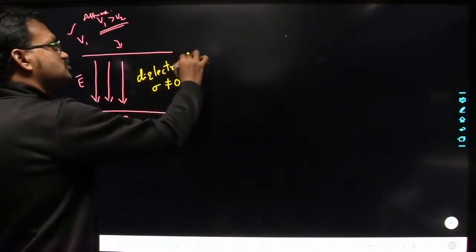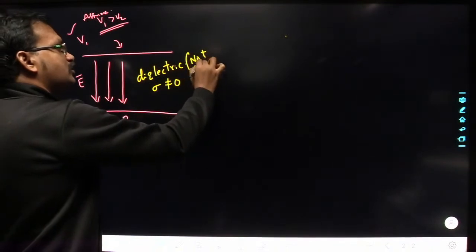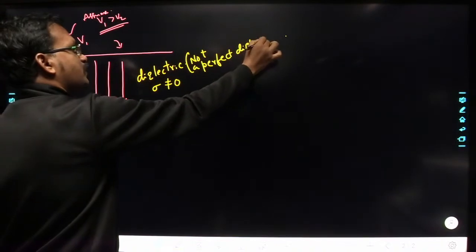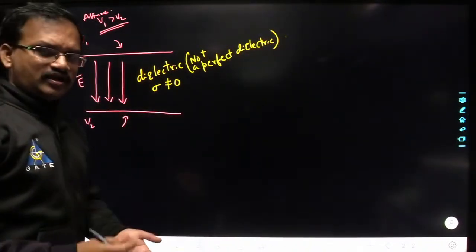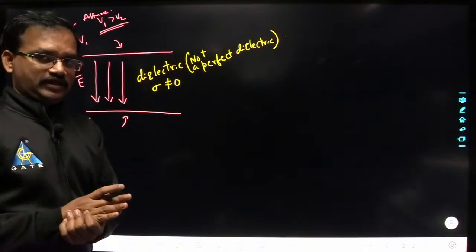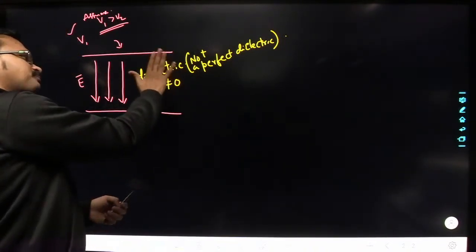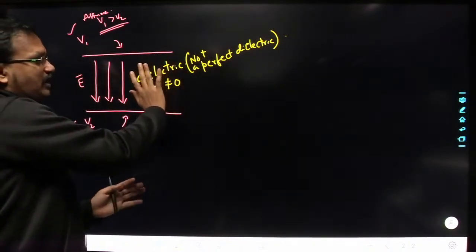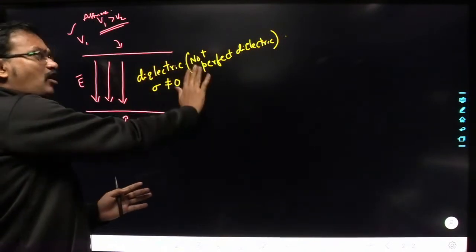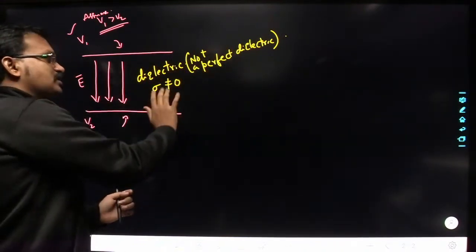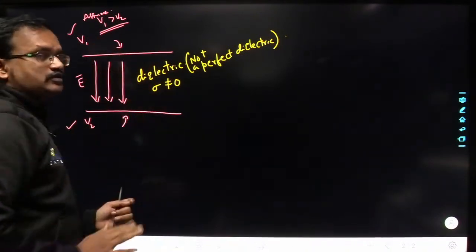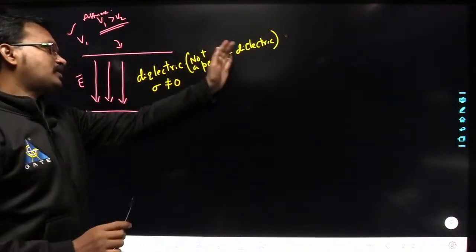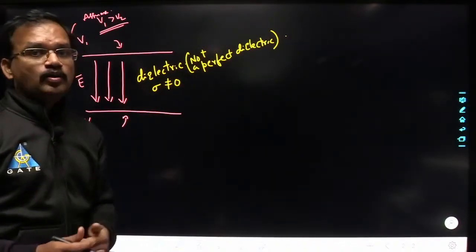Okay, so it is not a perfect dielectric. I am considering that in general we don't have a perfect dielectric medium. Yes or no? So in general the medium between these two conductors will be dielectric in nature. And if it is not a perfect dielectric medium, there will be some conductivity associated with that dielectric medium. Yes or no?